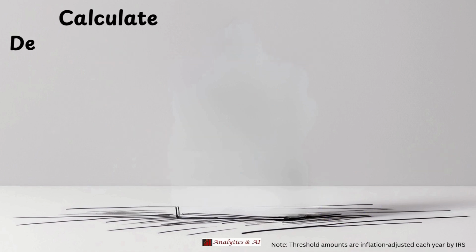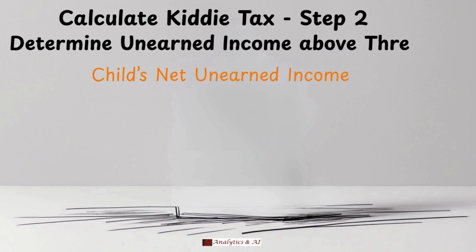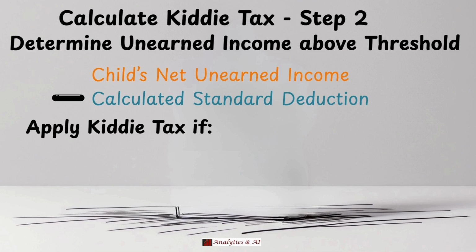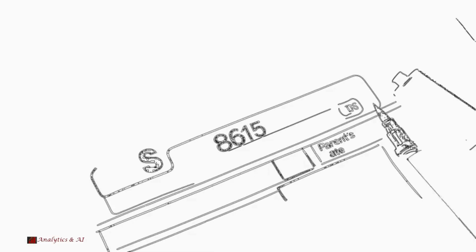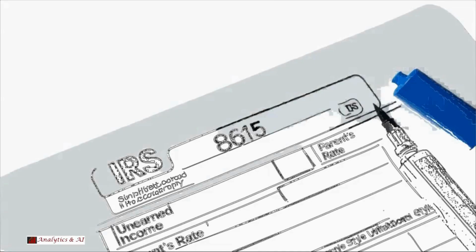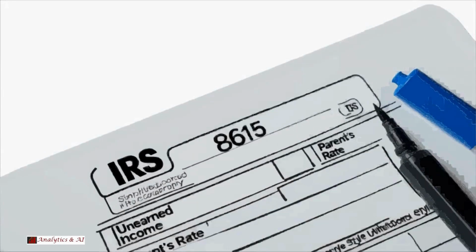The next step is to calculate the kiddie tax. Determine how much of the child's unearned income, meaning income from interest, dividends, and capital gains, is above the child's standard deduction. Then apply the kiddie tax rules if unearned income exceeds the threshold and the age and support tests are met. To report the kiddie tax, the child files their own tax return using Form 1040 and attaches IRS Form 8615. This form compares child and parent rates.